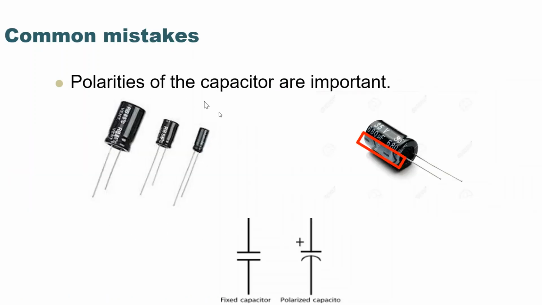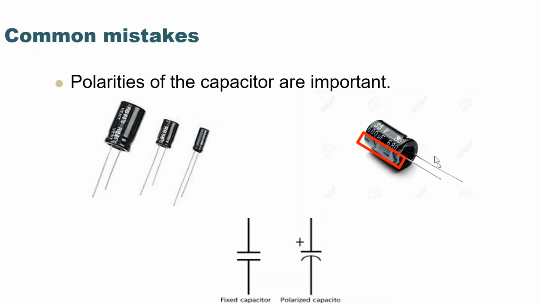And the third one is the polarity of the capacitors. In many applications, the polarity of a capacitor is really important. So for example, for the electrolytic capacitors, you can tell the positive and negative terminal by looking at the length of it. The longer one is the positive terminal.